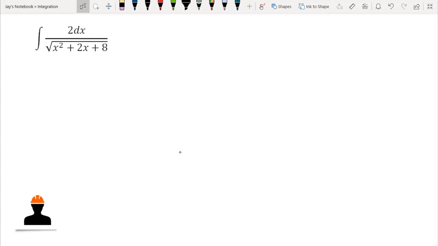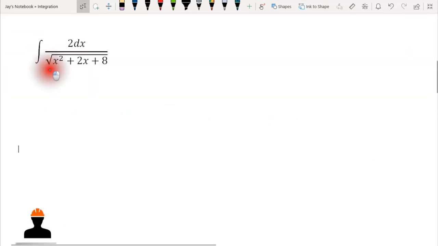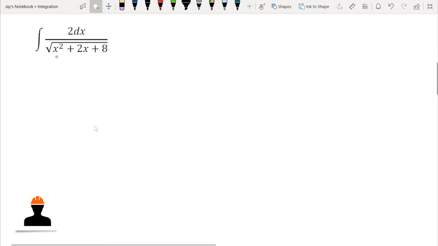Now again, we can use trigonometric substitution since we have a fraction and then we have a square root sign, or the radical sign, in the denominator, that is x squared plus 2x plus 8. Now again, before we can apply trigonometric substitution, we need to determine first which is our u and our a. Okay, so let's identify first our u and our a.